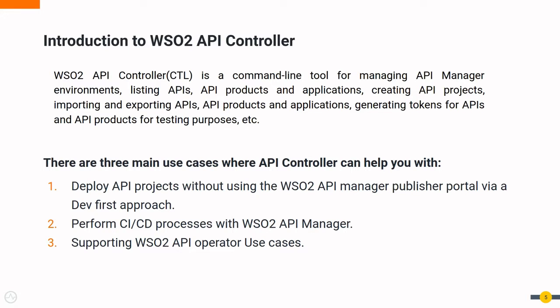The first one is to deploy API projects without using the WSO2 API Manager Publisher portal via a dev-first approach. WSO2 API Controller allows users to create and deploy APIs without using the WSO2 API Publisher portal. You can use this feature to create an API from scratch or using an existing Swagger or OpenAPI specification and then deploy it to the desired API Manager environment.